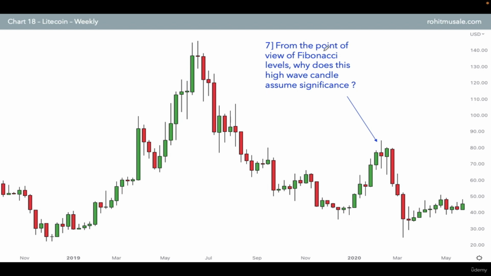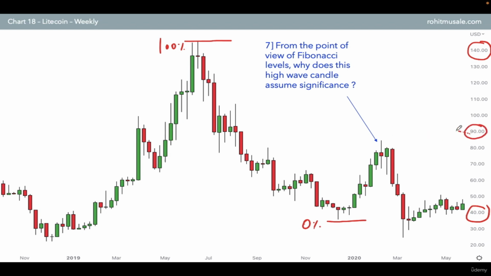Number 7, from the point of view of Fibonacci levels, why does this high wave candle assume significance? Well, if you look at the chart carefully, if you draw the Fibonacci levels from this high till this low, this is the 0% level and this is the 100% level. This is around 40 and this around 140, so the difference is 100 points. What is the midpoint? The 90 level, right? 40 plus 50 is 90. So that would be the 50% level.